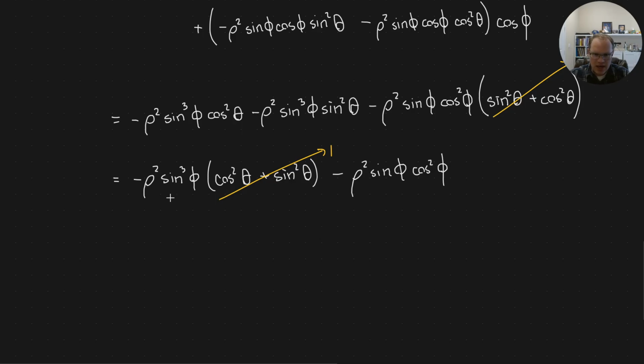And now I notice I have a rho squared sine cubed phi here, and I have a rho squared sine phi here. So I could pull out the rho squared and one of the sine of phi's, right? And also the negative in front. Let's pull all that out.